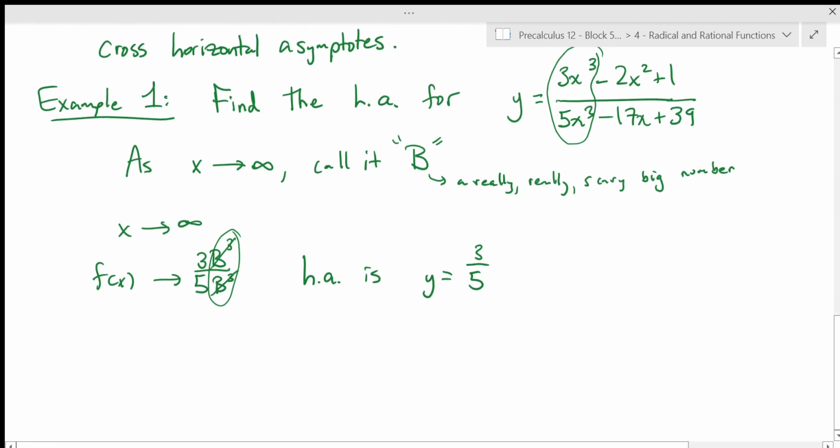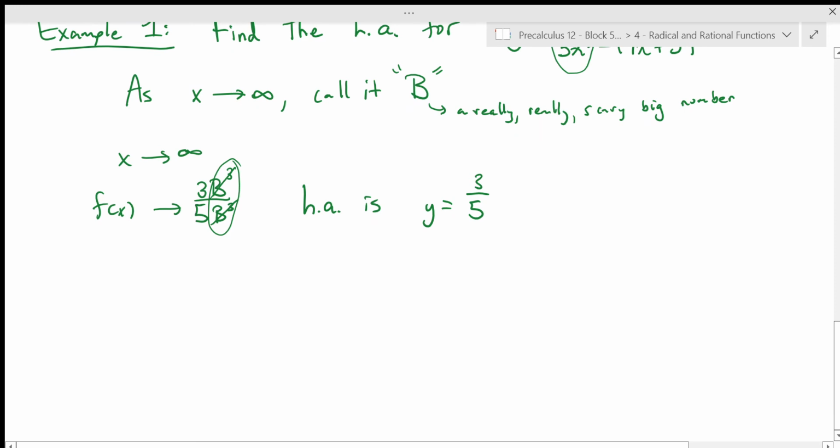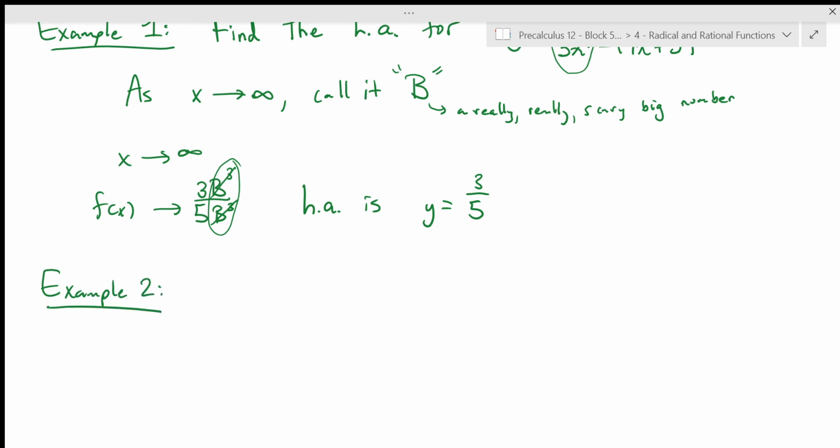So what happens if we wanted to see what happened when we approach negative infinity? It would work out the same because we'd be dividing by a negative and by a negative. So let's take a look at another example. Okay, we have f of x. Okay, so we're going to find the horizontal asymptotes.